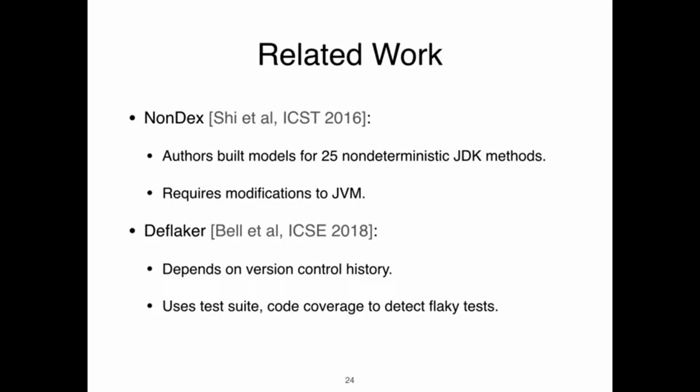Deflaker is another tool that detects flaky tests. It uses version control history and the test suite to identify non-determinism. At a high level, a test is flaky if its output diverges across versions, even if there is no difference in its code coverage. Both these are runtime approaches. They have found bugs in real-world projects. However, they cannot provide any soundness guarantees.